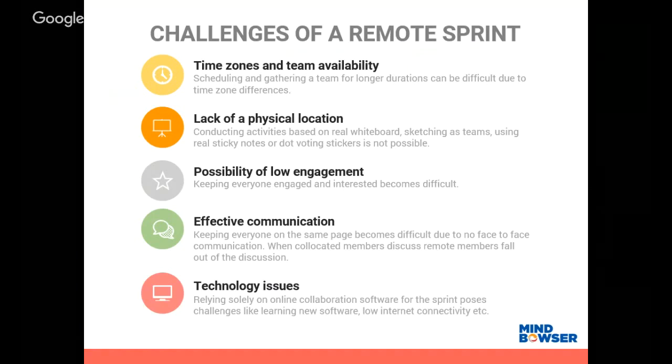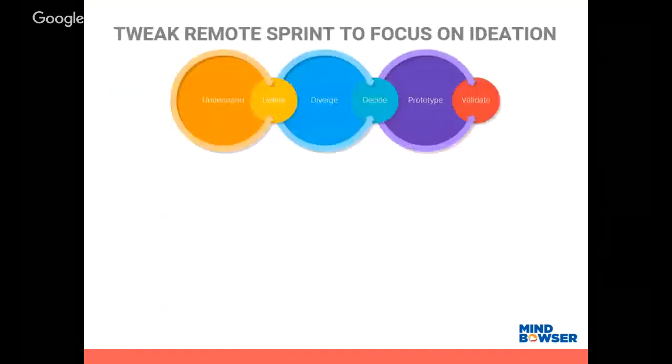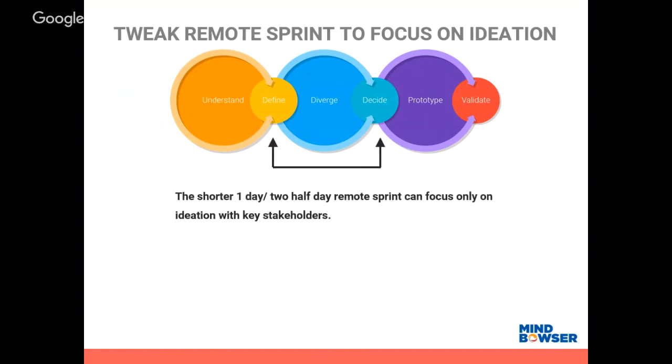So how do we handle these challenges and conduct an effective sprint? I think the first and foremost thing that has worked for us, or for me, is that we tweak the remote sprint to focus only on ideation, since imagining that people are meeting online for 5 days is going to be extremely exhausting and tiring. What we have tried and tested, and it has really worked for us, is to make the sprint an 8-hour sprint, or split it into 2 half days where we use 2 consecutive days for the sprint, and focus only on ideation with key stakeholders.